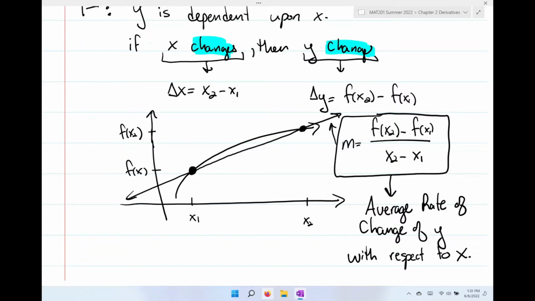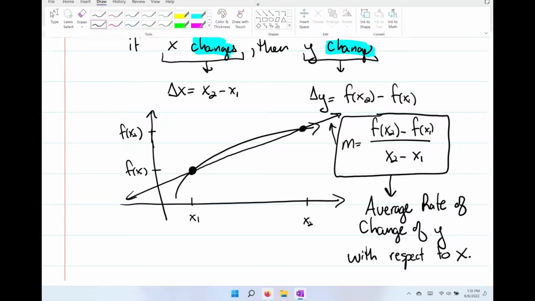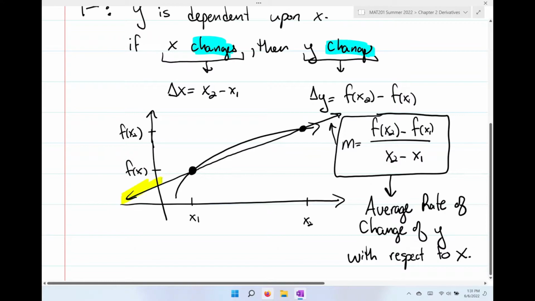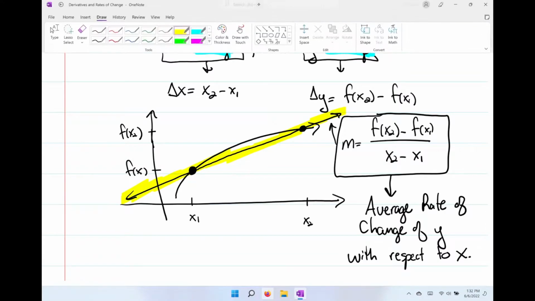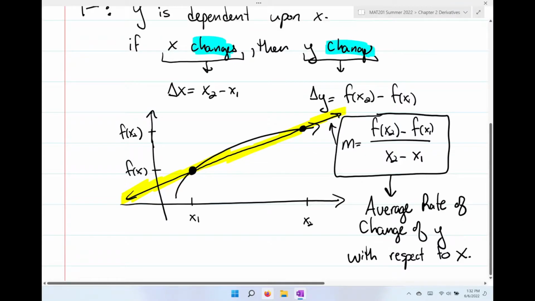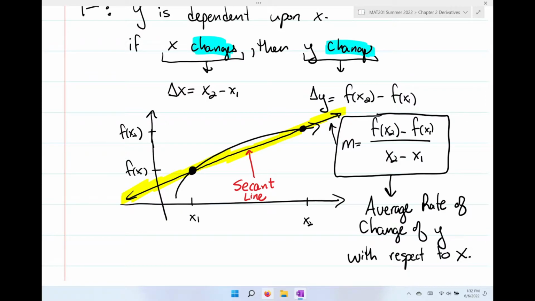Okay. Also, the line that we created. Let me highlight the line that we created. All right. So here's the line that we created right here. That has a special name as well. Some of you may know this, some of you may not. That line that we created is called a secant line. A secant line is a line that touches your curve twice. That's all it is.